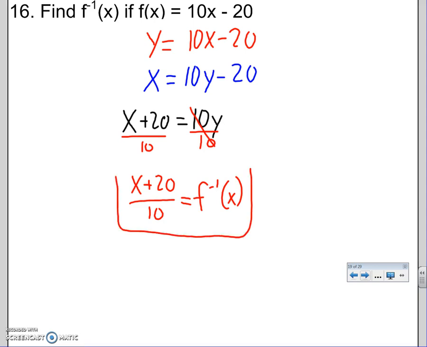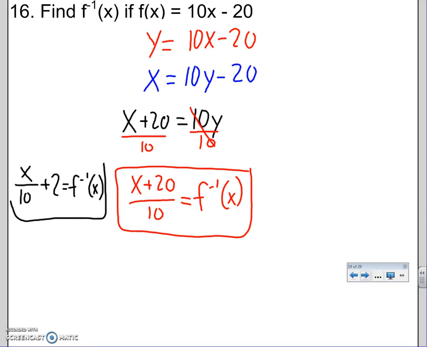That is the answer. Now some of y'all want to split it, and that's fine. It'll be x over 10 plus 20 over 10, but 20 divided by 10 is 2. So this is the same answer, that or that, your choice. You can go with the single fraction or the split fraction.